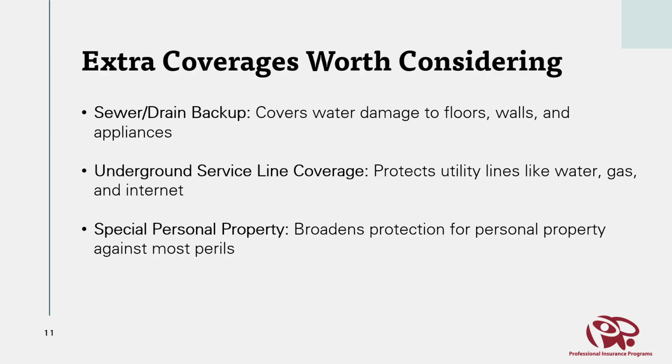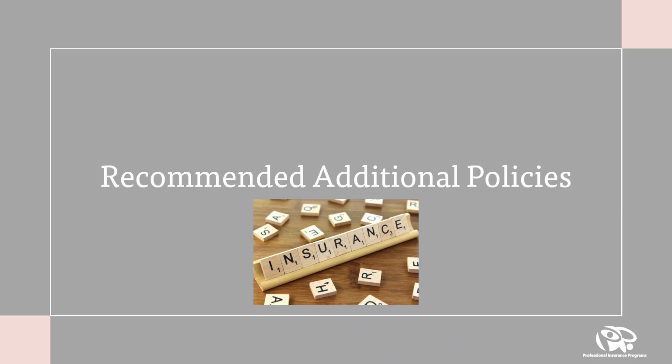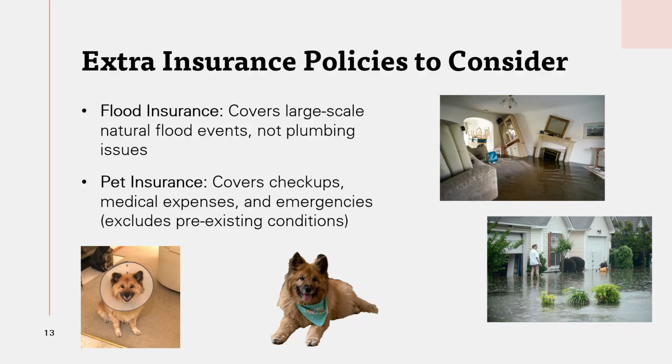Some risks fall outside the scope of a standard home insurance policy. These additional policies help fill the gaps, giving you more complete protection for your property, pets, and peace of mind. Here are 2 additional policies we often recommend. First is flood insurance. Most homeowners' policies do not cover flood damage caused by heavy rain or rising water.